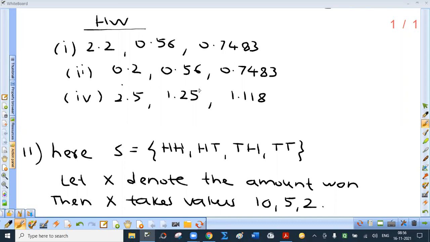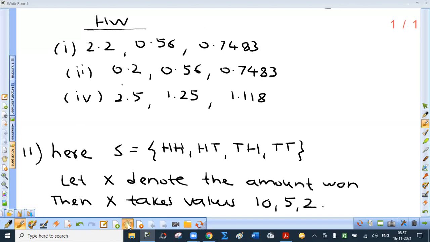Sum number 11. This is an important sum. A player tosses two coins. He wins rupees 10 if two heads appear, rupees 5 if one head appears, and rupees 2 if no head appears. Find the expected winning amount and the variance of winning amount. Now, when two coins are tossed or a coin is tossed twice, same thing. The sample space consists of these four sample points. Let X denote the amount that person wins. Then X takes values 10, 5 and 2, right?